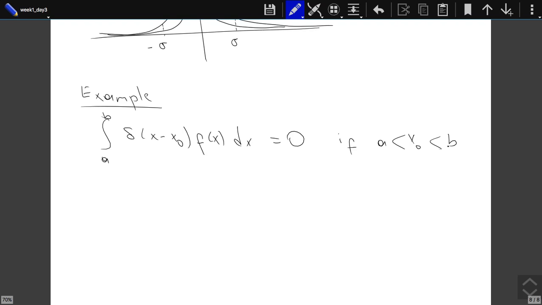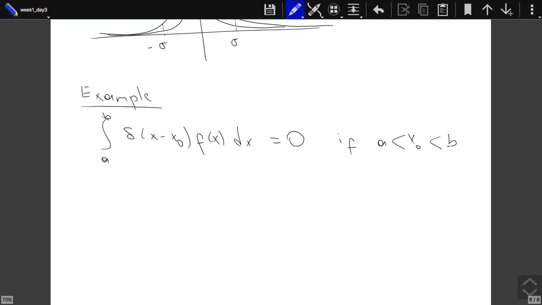Same argument holds if x0 is larger than b. If x0 is larger than b, then in the integral, x is always less than b. Since x is always less than b, and x0 is always larger than b, x minus x0 is always less than 0. Since it is always less than 0, the Dirac delta is always 0 in that integral. Since it is always 0, the integral is just 0.